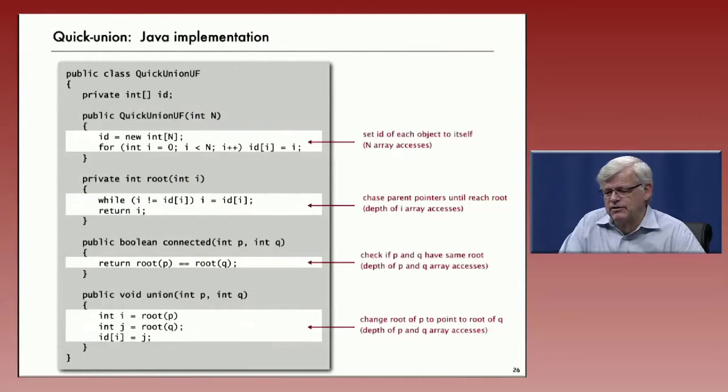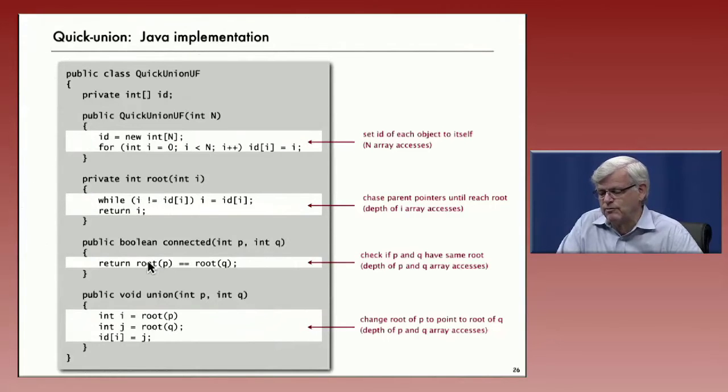The constructor is the same as the other one. We create the array and then set each element to be its own root. Now we have a private method that implements this process of finding the root by chasing parent pointers until we get to the point where i is equal to id of i. And if it's not equal, we just move i up one level in the tree, set i equals id of i, and return it. So starting at any node, you just follow i equals id of i until they're equal, and then you're at a root. And that's a private method that we can use to implement the find operation or the connected operation.